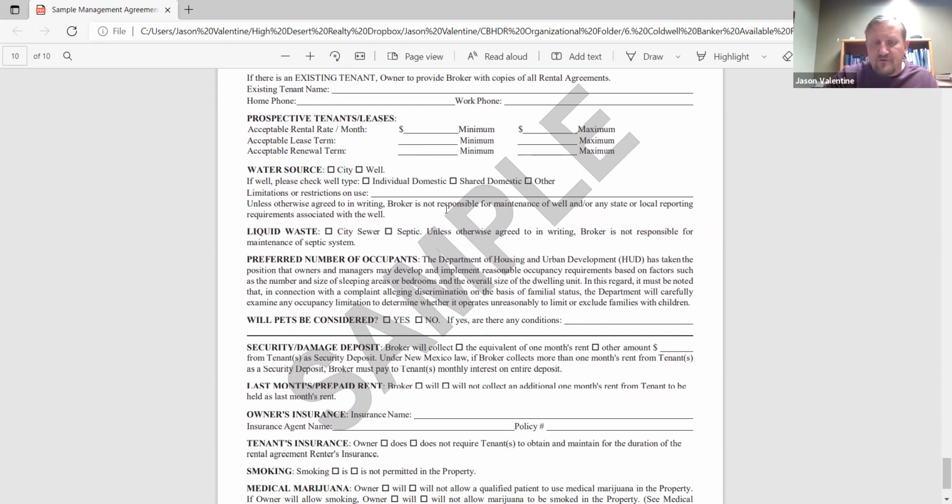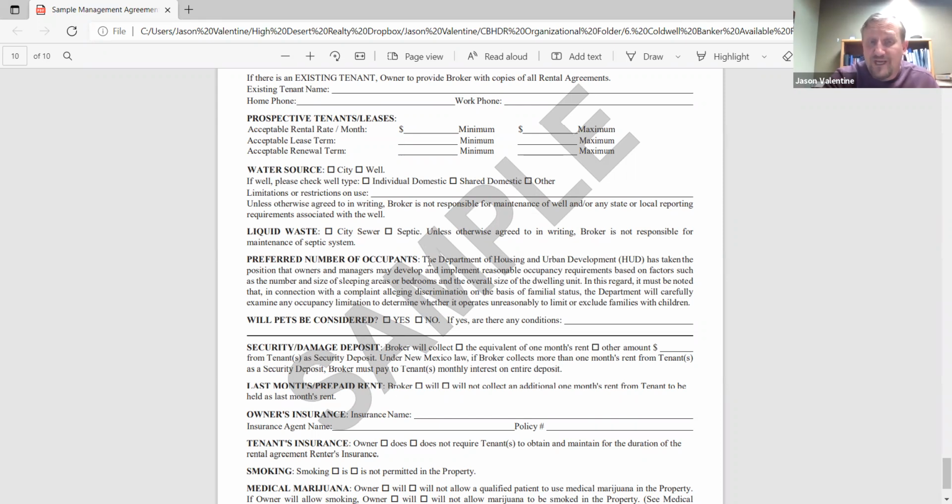Liquid waste, how we get rid of all the bad water in the house. The preferred number of occupants, just to let you know, we are beholden by HUD regulations on some of these things for the number of occupants that we can put into a property. For example, for kids over the age of 8 years old, you can't have a male and a female in the same room.